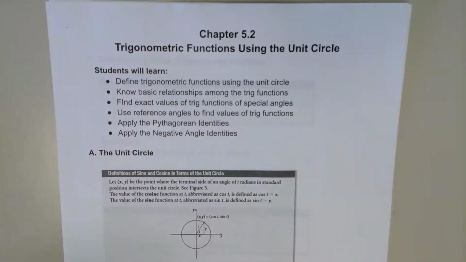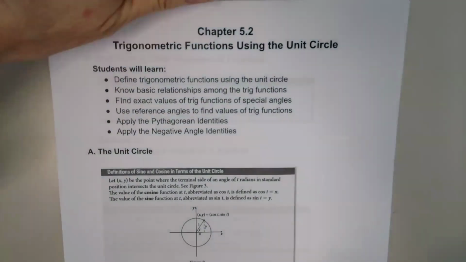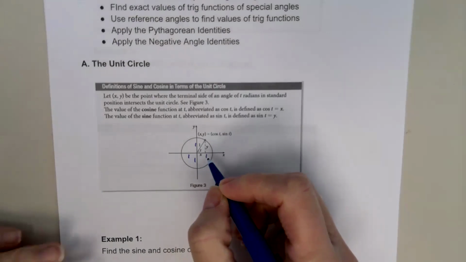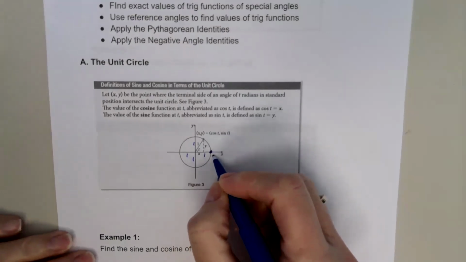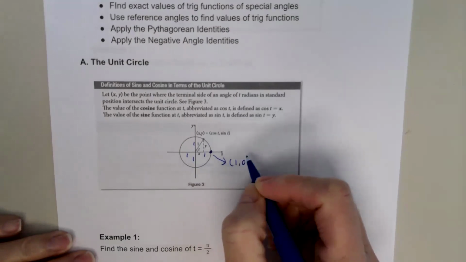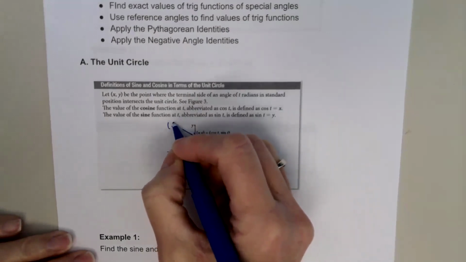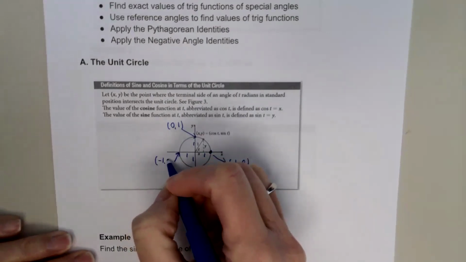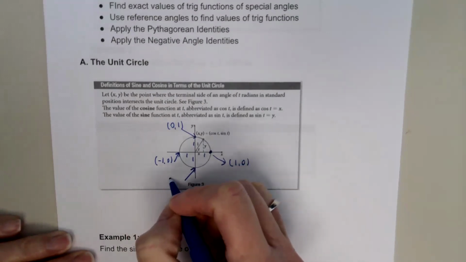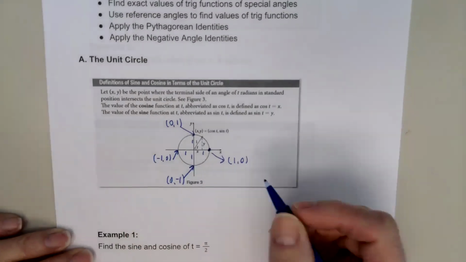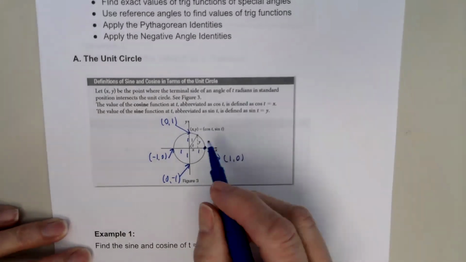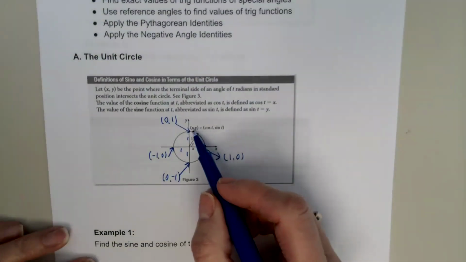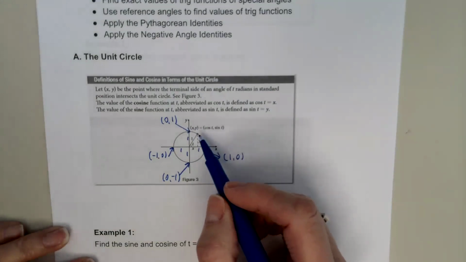So the unit circle says that we have a radius of 1. This point right here is (1, 0). This point right here is (0, 1). This point right here is (-1, 0). And this point right here is (0, -1). And they are defining cosine of t as x and sine of t as y on the unit circle.